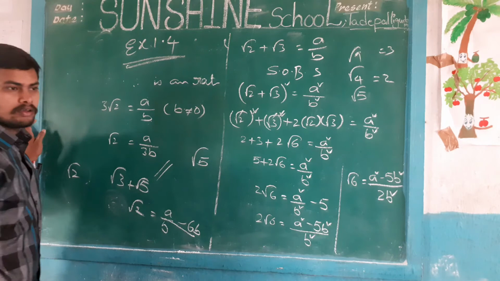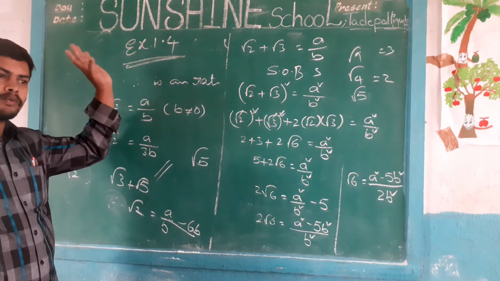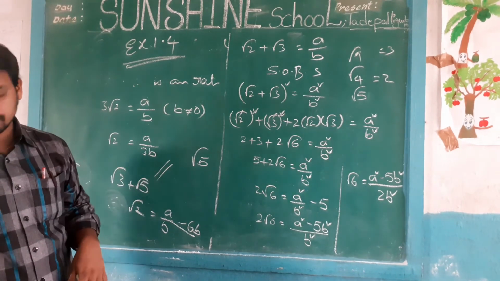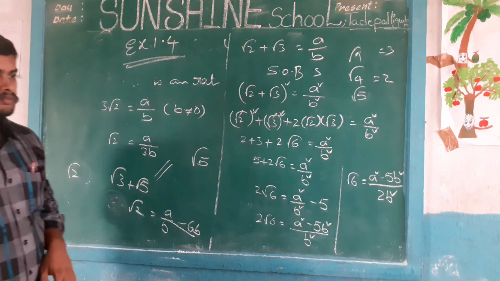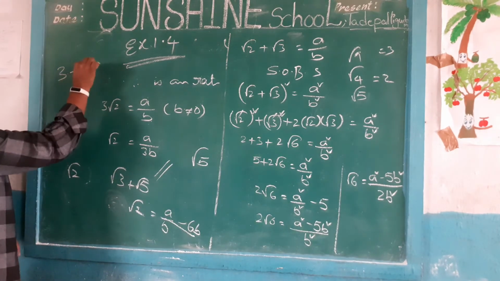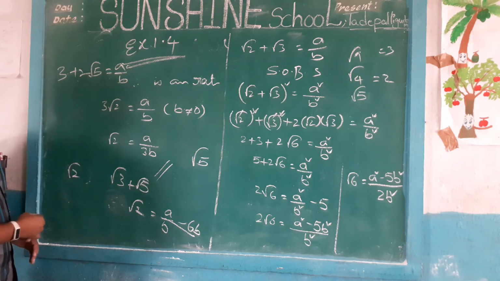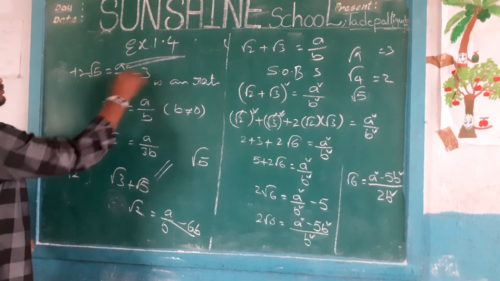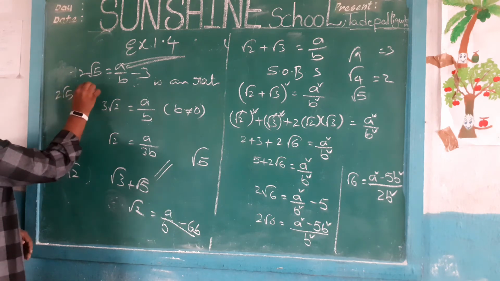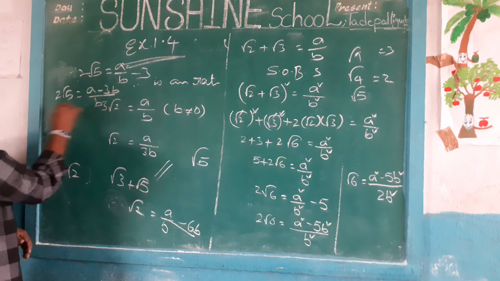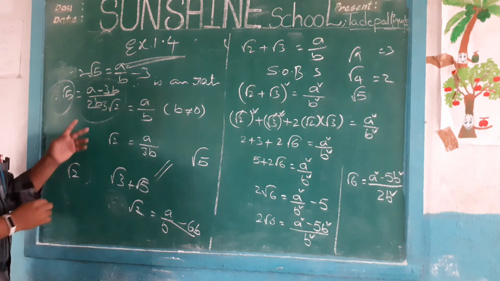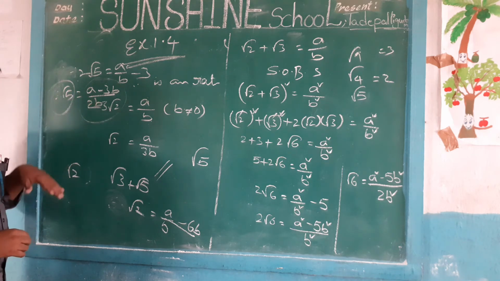Root 5: same process as how we proved that root 2 is irrational. Next, 3 plus 2 root 5. 3 plus 2 root 5 equal to a by b. Plus 3 comes to minus 3. So 2 root 5 equal to a minus 3b by b. Now root 5 is an irrational number, a minus 3b by 2b is a rational number. The contradiction has arisen.